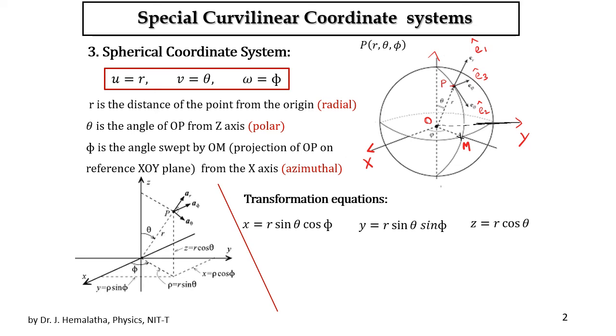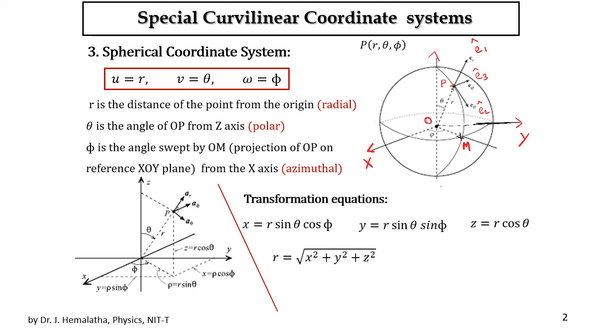So these are the transformation equations. From the spherical coordinate system, we can get the rectangular Cartesian coordinate system, and the reverse is also true. Using these three equations, we can also do the transformation from the rectangular system to the spherical system. For that, we know r is the magnitude of the position vector, so we can very well write the square root of x square plus y square plus z square.